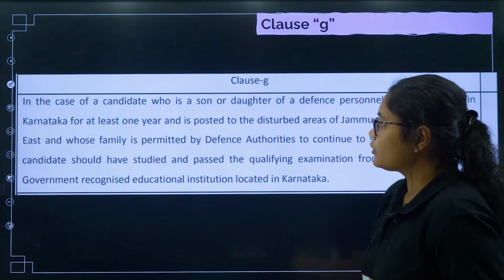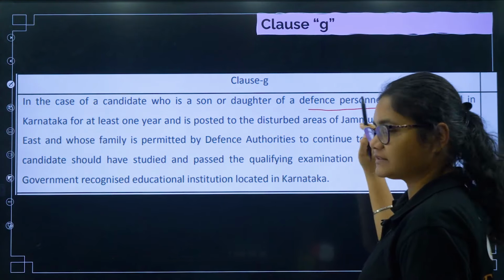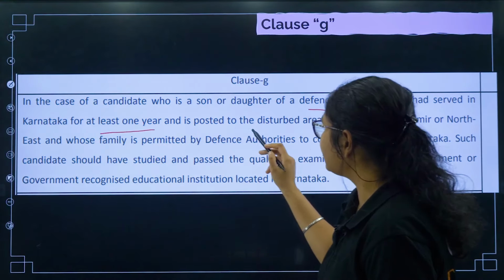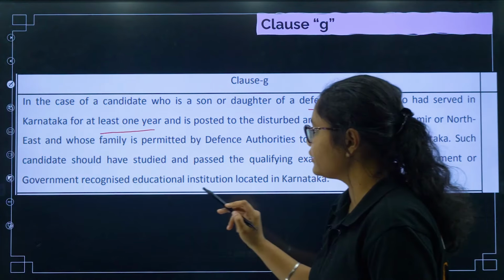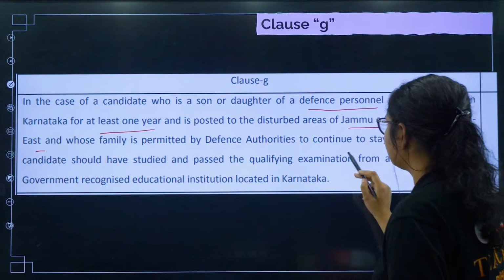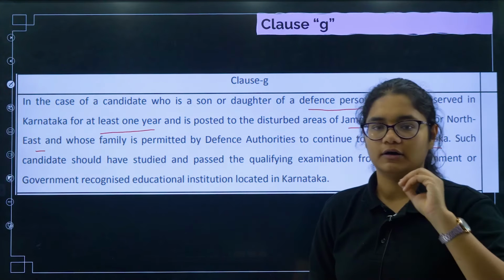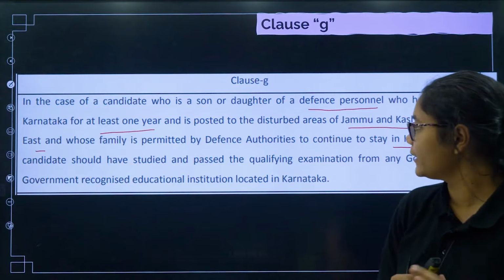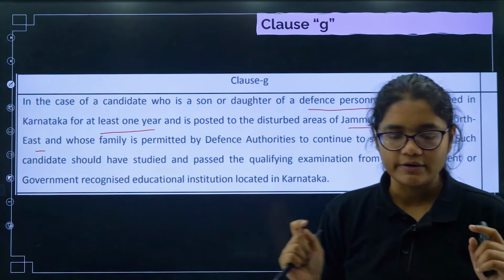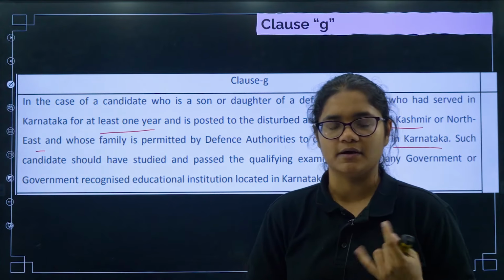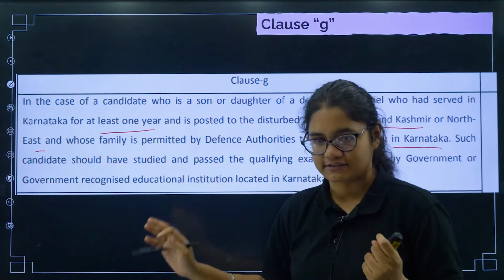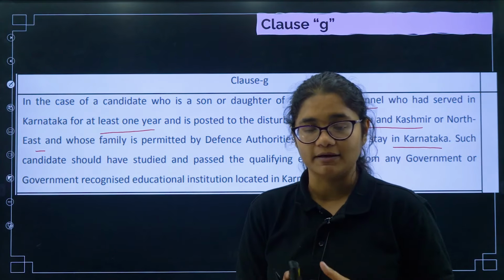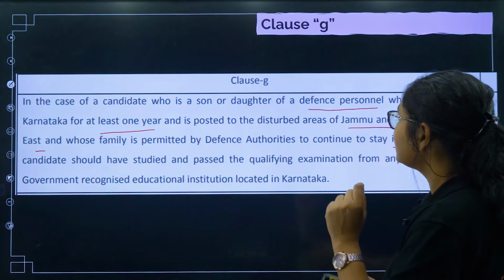Okay, next clause G. In case of a candidate who is the son or daughter of a defense personnel who had served in Karnataka for at least 1 year and is posted to the disturbed areas of Jammu and Kashmir or the northeast, and whose family is permitted by defense authorities to continue to stay in Karnataka. Okay, so your parent, like generally father, I can say, was a defense personnel and has served at least 1 year in Karnataka, and now he is not in Karnataka, he has been shifted to other places like Jammu and Kashmir or the northeast states, the disturbed area. If your father has got the permission that his family can stay in Karnataka, then in that case you come under clause number G.